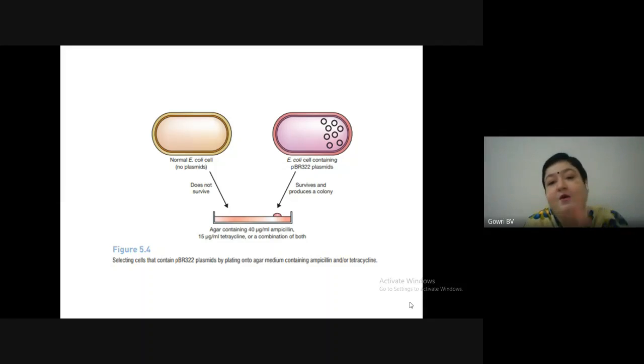The normal E. coli cell, at the top left, doesn't have anything inside, but it does have chromosomal DNA, which is not mentioned there. So the normal E. coli cell has no plasmid, so it cannot survive because it is sensitive to these 2 antibiotics. On the other hand, the E. coli cell which is transformed with pBR322 will have resistance to ampicillin and tetracycline, thereby producing colonies in the plate that is incorporated with ampicillin and tetracycline. That is how you select the Escherichia coli cells transformed with the pBR322 type plasmid. Since these 2 antibiotic resistance genes are used to detect the recombinant clone, you call them selectable markers.